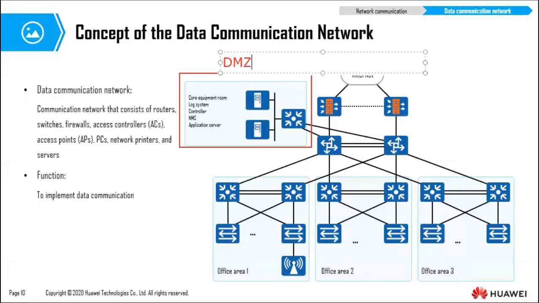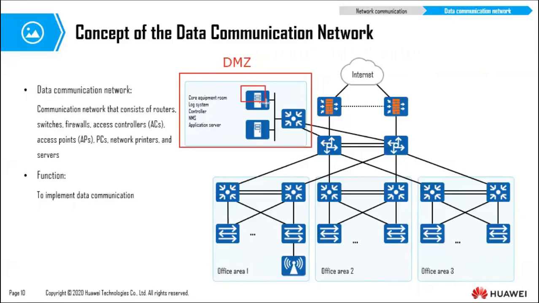So that server will be deployed at the core layer, so that whoever is accessing it does not get access into our internal network. Now that particular area where we deploy these servers that need access from the public and from the private, that particular area is normally called a DMZ. In full, that is demilitarized zone.